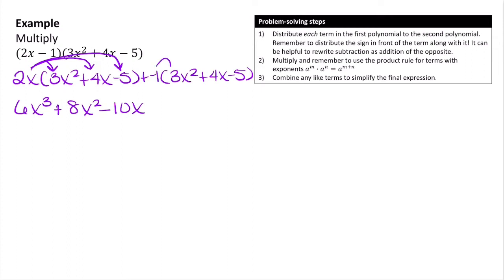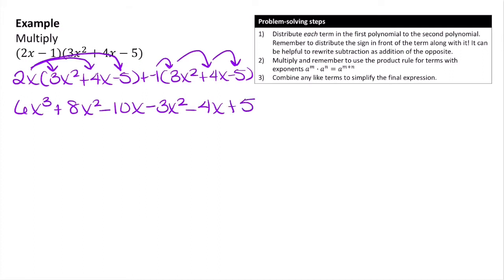Okay, so that way I'm distributing it correctly to all of these terms. So -1 times 3x squared is going to give me minus 3x squared. -1 times plus 4x is going to give me minus 4x. And then -1 times minus 5 is going to give me plus 5.